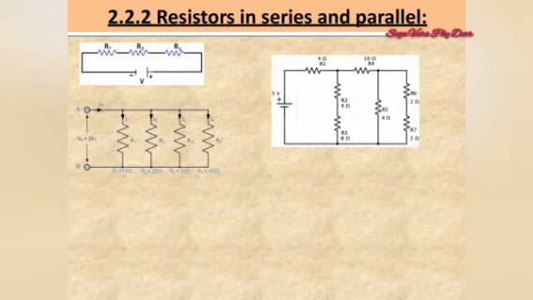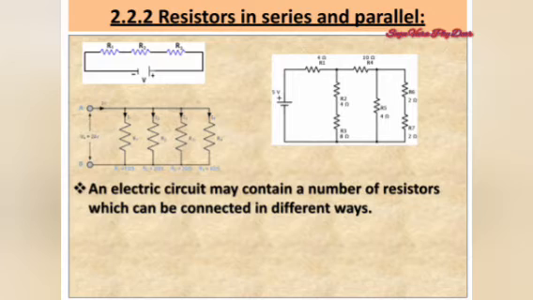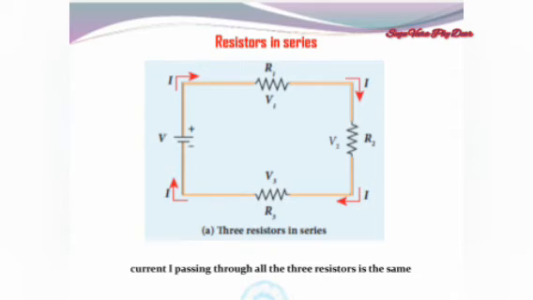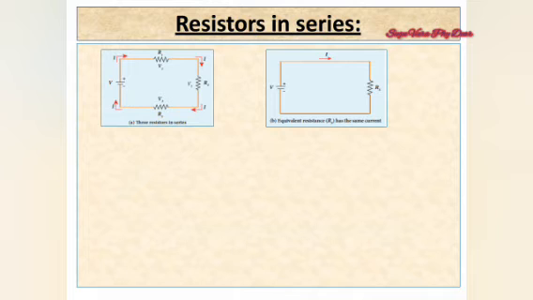Next, resistors in series and parallel. An electric circuit may contain a number of resistors which can be connected in different ways. For each type of circuit, we can calculate the equivalent resistance produced by a group of individual resistances. Here, equivalent resistance means total resistance, total value of resistance. Next, important for 3 marks or 5 marks.